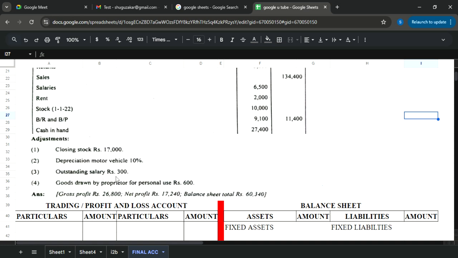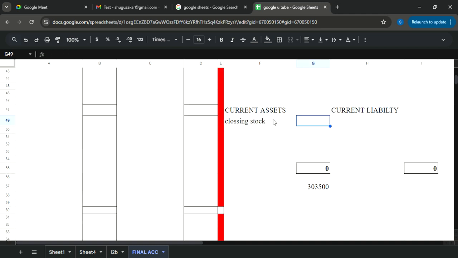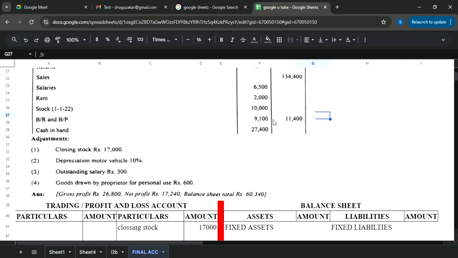First, closing stock. As usual, you know this is part of direct income, and you will write the amount 17,000 over here. In a similar way, you will go to current assets, and here in the balance sheet, you will write your closing stock. The amount of closing stock was 17,000. Write it down in front of it. First adjustment is completed. Next is depreciation.